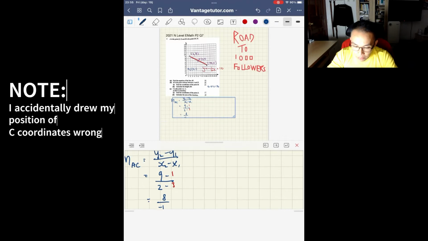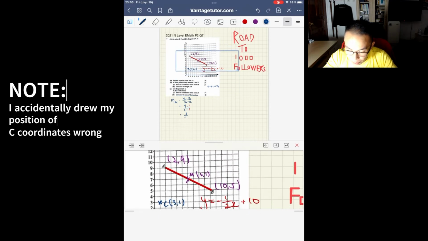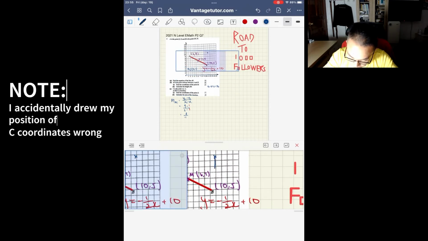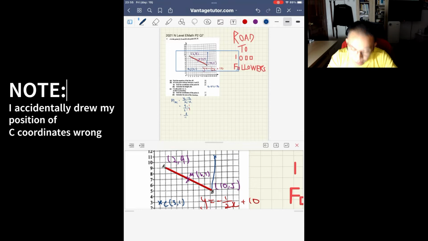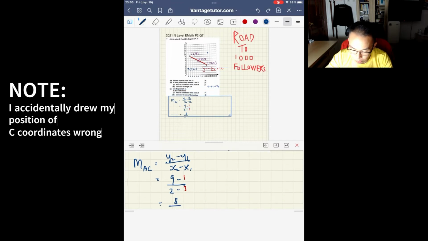Now moving on, I can find my gradient of BD, because if you go back to your rhombus, you're expecting D to be somewhere down here. You draw a line. In primary school you learned that a rhombus has a pair of parallel lines. In this context, your AC is parallel to BD. So now I just need to find my gradient of BD, or rather the difference between the two coordinates.